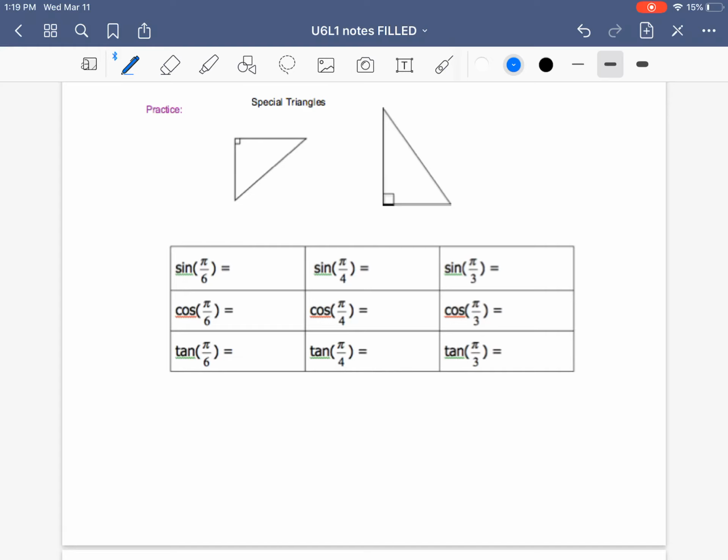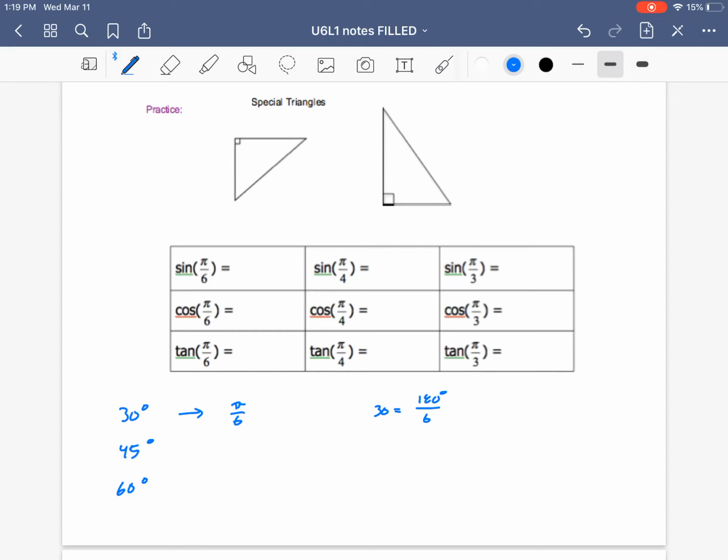Okay, so first thing, special triangles. So this looks like the 45, 45, 90, and actually I'm going to write it a different way. I'm going to write it with radians. All right, so in degrees, these are kind of our quadrant 1 angles that are important, right? If we convert these to radians, this is pi over 6, right? Because 30 is equal to 180 over 6.